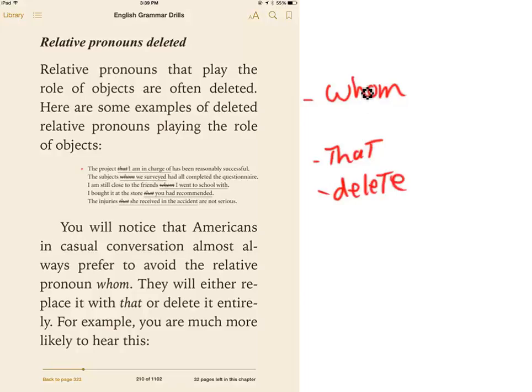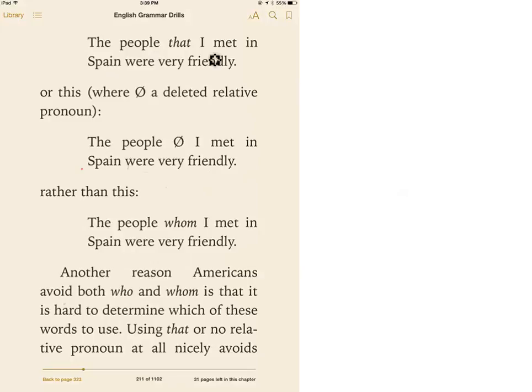We're going to take a look at several examples here, so we can distinguish that. So it's the people that I met in Spain were very friendly. The people I met in Spain were very friendly. So we can get rid of that. The people I met in Spain were very friendly. So we can get rid of the relative pronoun that. And often we do in conversation. The people whom I met in Spain were relatively friendly. Usually we'll replace whom with that, or we'll just delete it completely.